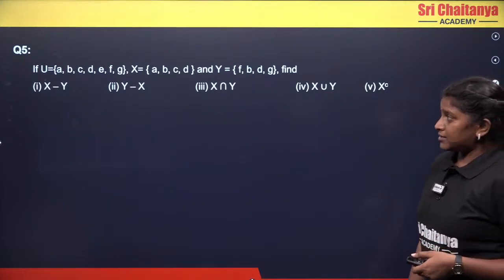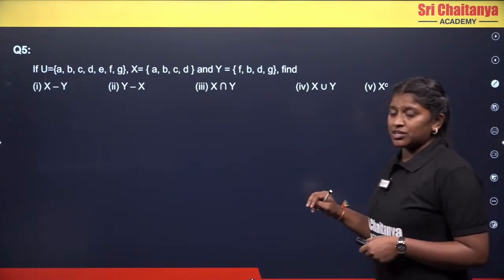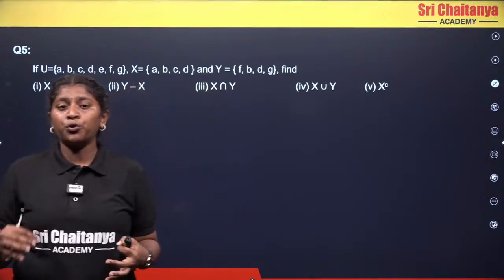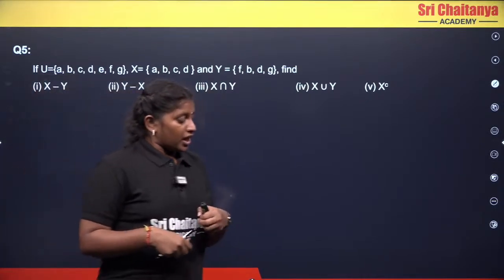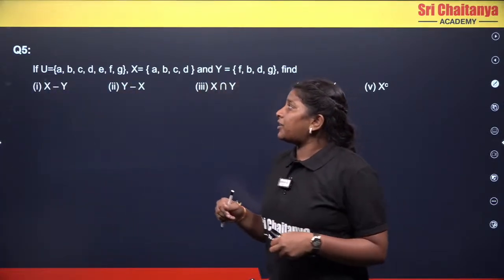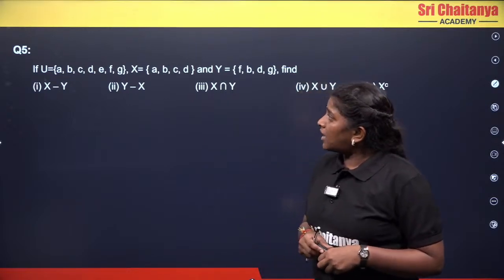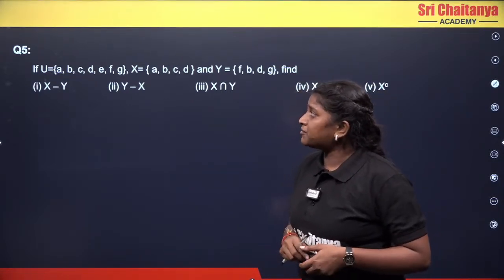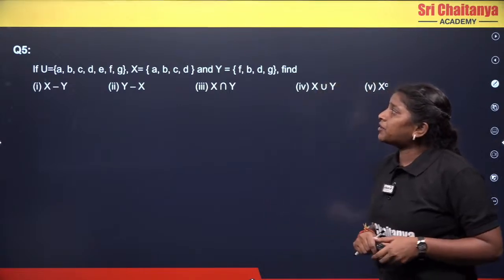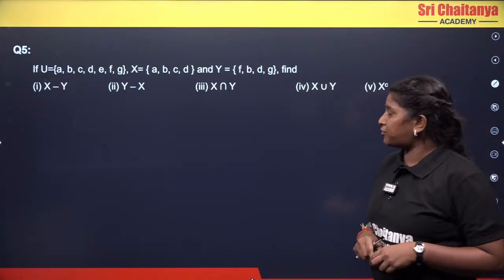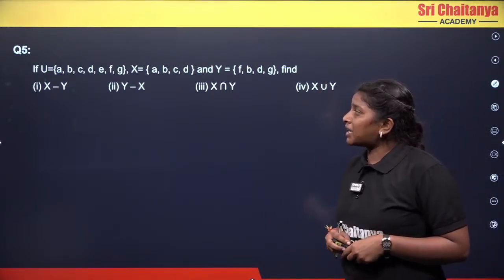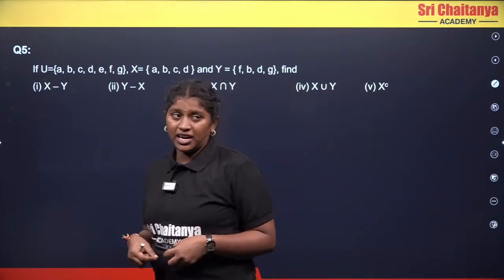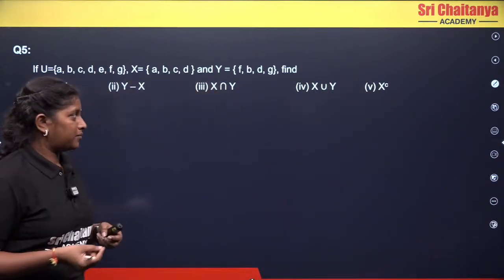Now moving to the next. Let's solve a question on all the operations we can do on sets. Okay. Now, if X is a set of A, B, C, D, E, F, G and the universal set is given, which is from A to G, and X is from A to D and Y is from F to G, then find X minus Y, Y minus X, X intersection Y, X union Y and X complement.